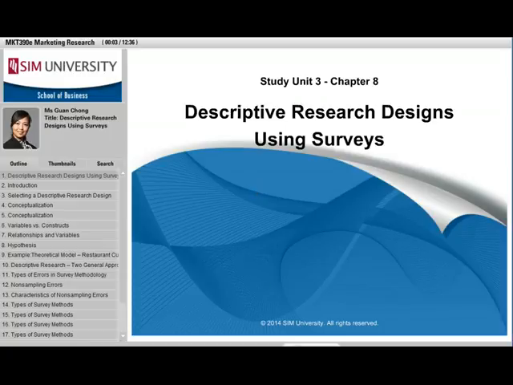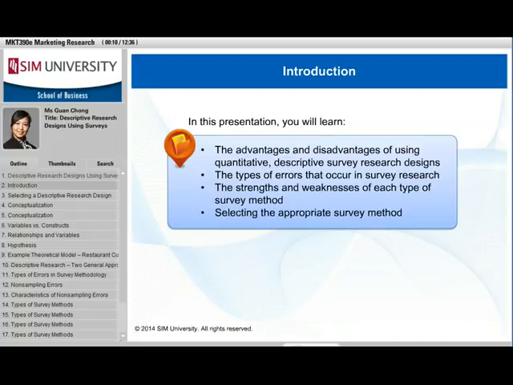Study Unit 3. This presentation covers descriptive research designs using surveys. In this presentation, you will learn the advantages and disadvantages of using quantitative descriptive survey research designs, the type of errors that occur in survey research, the strengths and weaknesses of each type of survey method, and selecting the appropriate survey method.